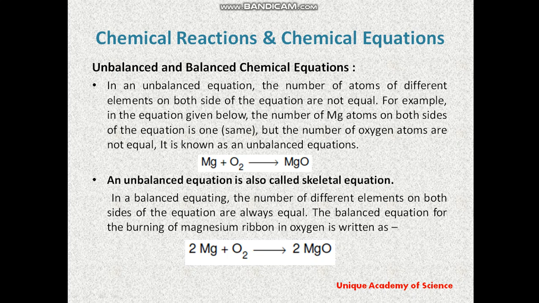Here you can see 2 Mg, and O2, and on the right O is multiplied by 2, so O becomes 2 and magnesium is also 2. So the left hand side is equal to the right hand side, so we can say that this is the balanced chemical equation. Okay.